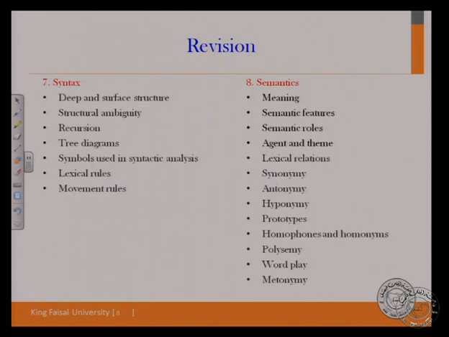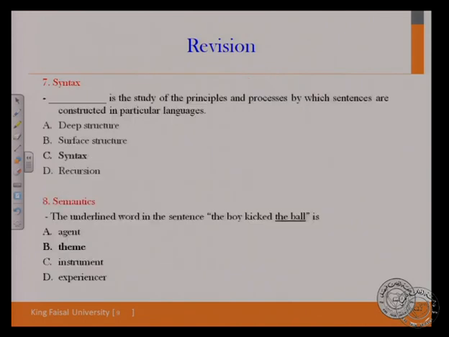In chapter or lecture 7, we talked about syntax, the deep and surface syntax, structural ambiguity. And in chapter 8, which was about semantics, also here I have selected some questions which will help you to understand the way of asking questions in these two chapters.